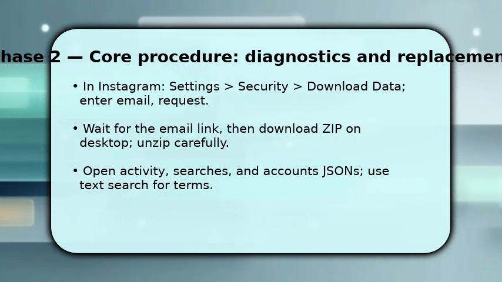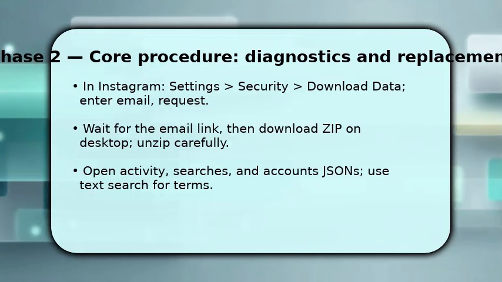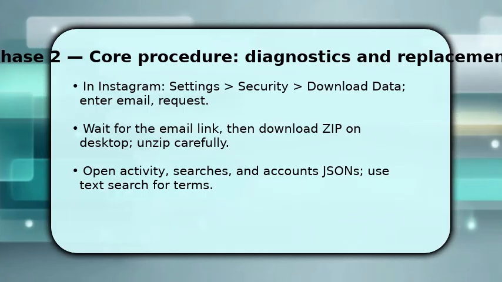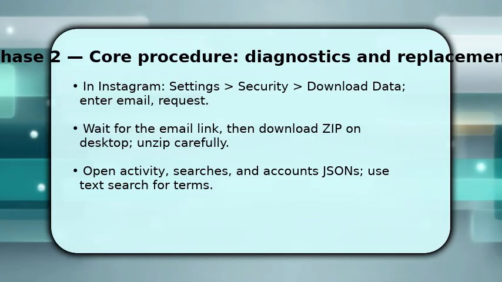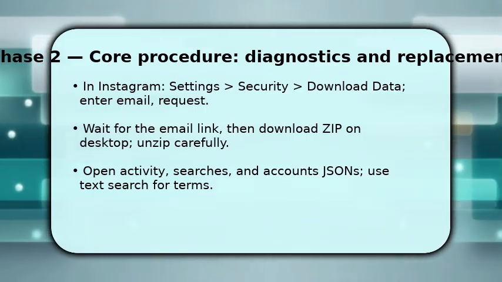After you receive the download link, download the zip on a desktop and unzip to a safe folder, since mobile apps can hide files. Then open activity and search as JSON or HTML files. Use a text search to find specific keywords or usernames. That reveals past queries that the app no longer shows.